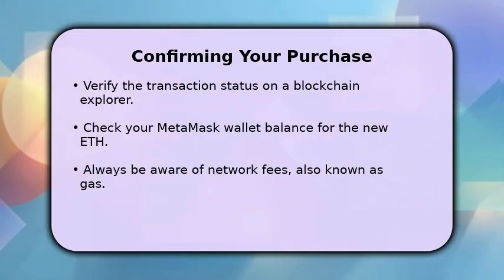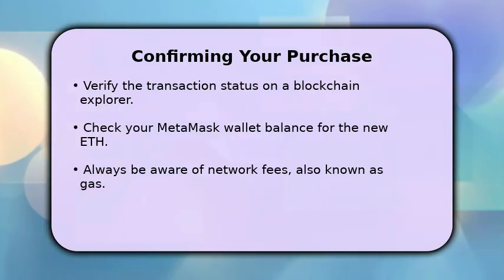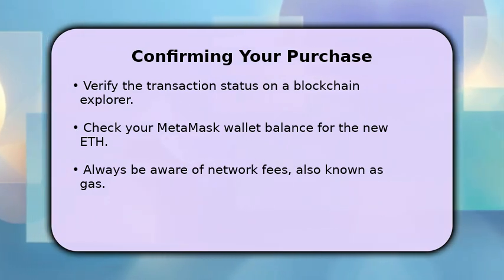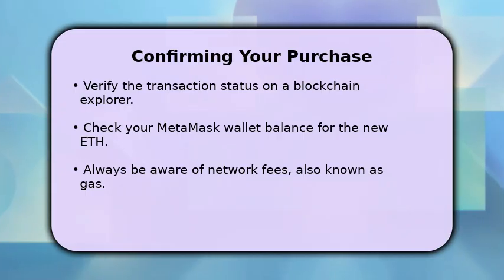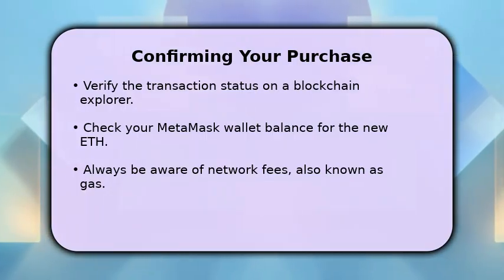After completing your purchase or swap, it's good practice to confirm everything. You can check the transaction status on a blockchain explorer using the transaction hash provided. Your new Ether balance should also reflect in your MetaMask wallet shortly after the transaction is confirmed on the network. Remember that network fees, often called gas, are paid in Ether and vary based on network congestion. Always keep a small amount of Ether for future transactions.